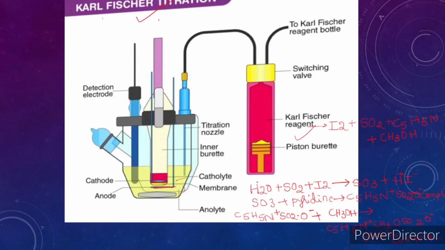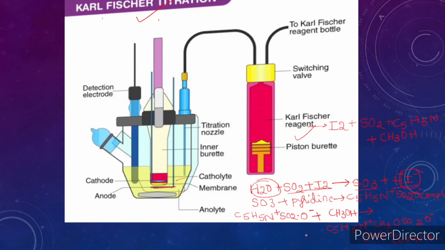Now we'll start the titration equation. The water is from the sample solution, and the sulfur dioxide and the iodine are from the Karl Fischer reagent. This gives the equation: sulfur trioxide, H plus and I minus. This I minus is very important here, because due to the presence of I minus ions, current flow will start. Where the water content is more, the current flow will also be more.